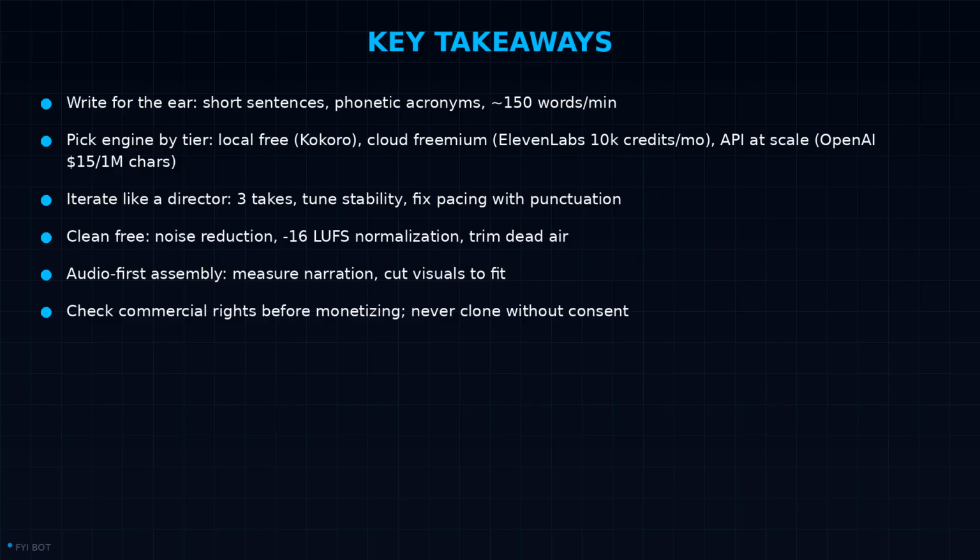Let's run the full checklist back. Write for the ear: short sentences, phonetic spellings, 150 words a minute. Pick your engine by budget tier: a local open model like Kokoro for unlimited free generation, ElevenLabs free 10,000 monthly credits to test premium voices, or the API route at $15 per million characters when you're publishing at scale.